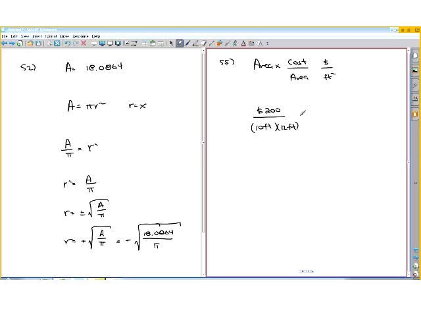So that'll give us the area, and this will give us cost per area. So 200 divided by 10 divided by 12 gives us $1.67 per square foot. So that's what you usually get quoted in Lowe's or wherever you go for your carpeting, dollars per square foot.